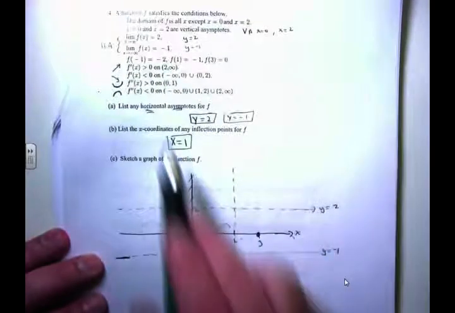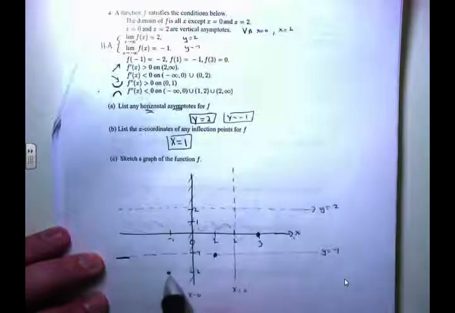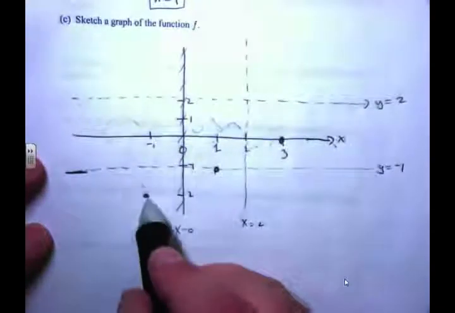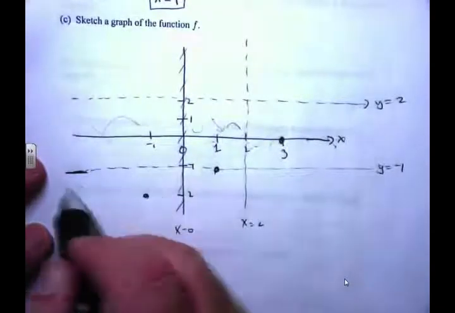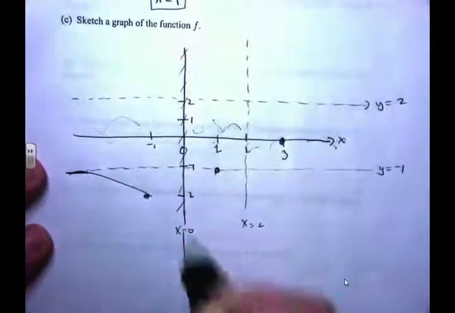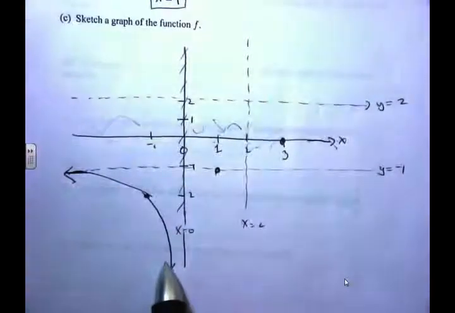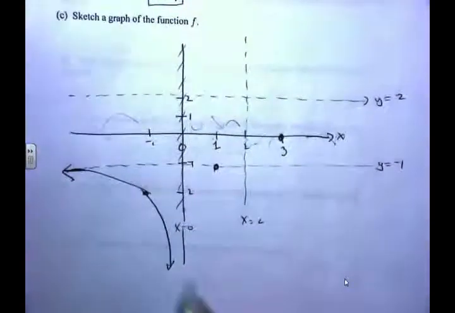And at negative infinity, I've got to be concave down. How do I go down and become concave down? Put it together: I've got to go down and be concave down, and I've got to go through this point right here. So going down and concave down, I've got to do this. But I can't cross the line x equals 0, so it's going to do this. There's where that picture is going to be.